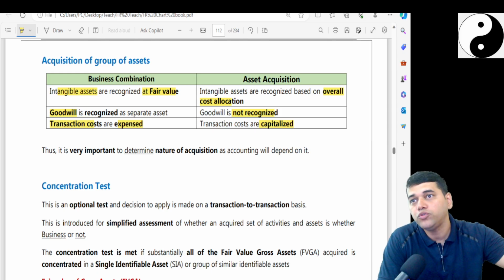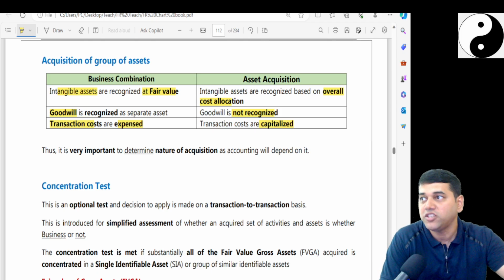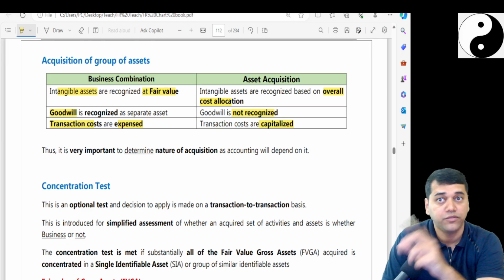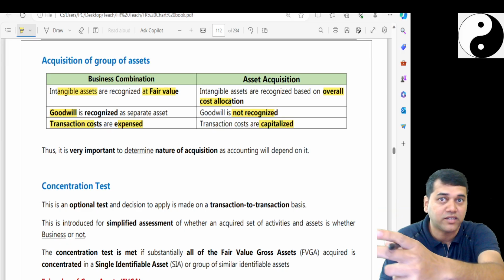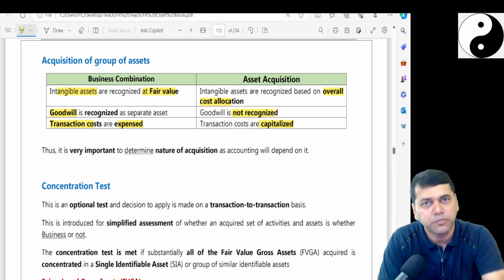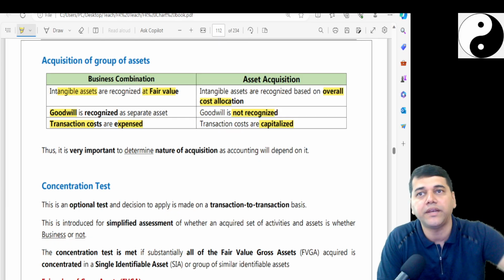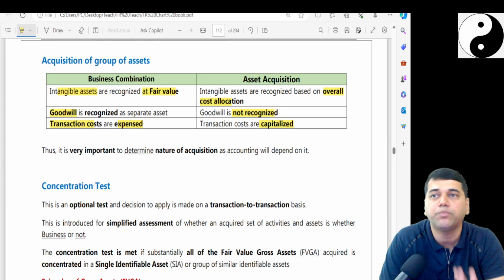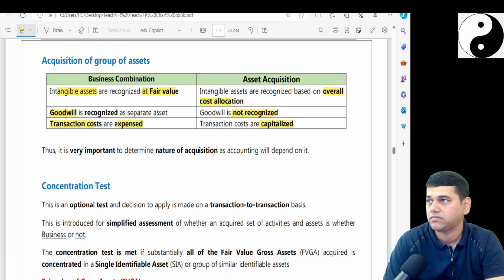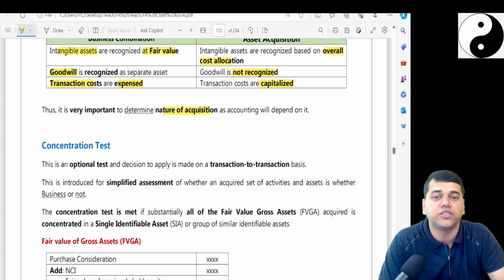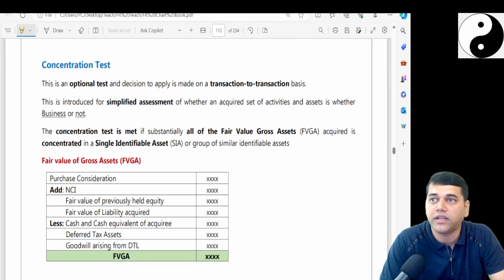When it comes to financial instruments, transaction cost goes with the classification of the financial asset. If you are amortizing the asset, you amortize the transaction cost, which means it's an expense only. You expense it over a period. But in business combination, they say take it to the P&L account, don't capitalize it. So it's very important to decide the nature of the acquisition, because accounting is going to depend on that.